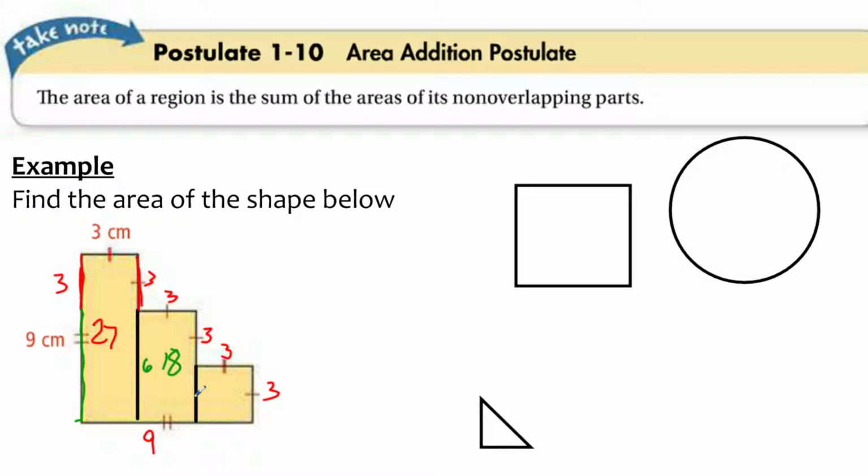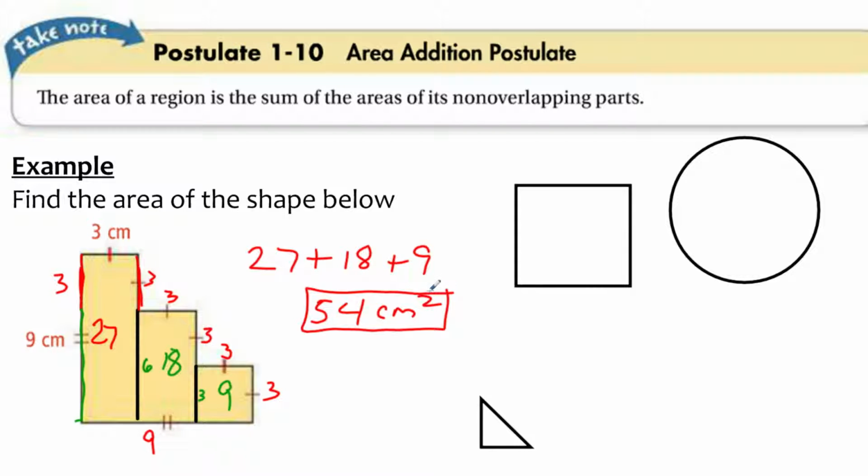Then we could do the same thing. Actually, we don't need to because there's a little 3 over here, right? So we can say this is 3 by 3, which is 9. So I just found out that if I break up this irregular shape into rectangles, I have areas for those rectangles of 27, 18, and 9. And if I add these together, I get 54 centimeters squared as the area of my irregular shape.